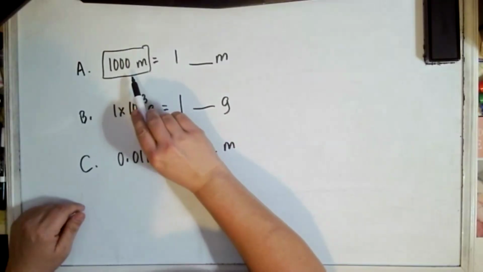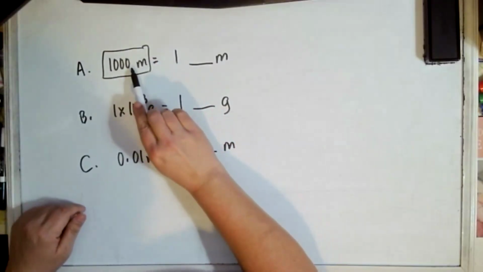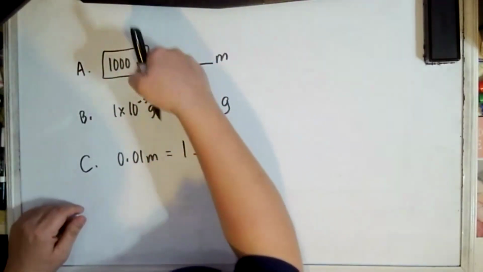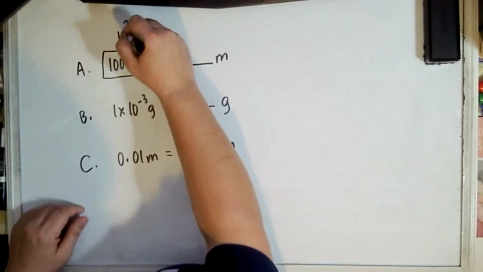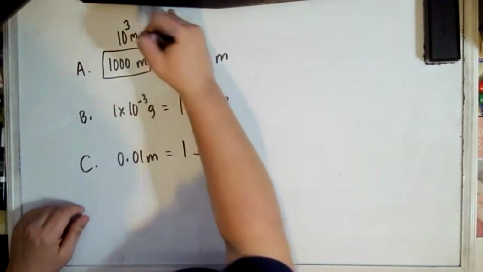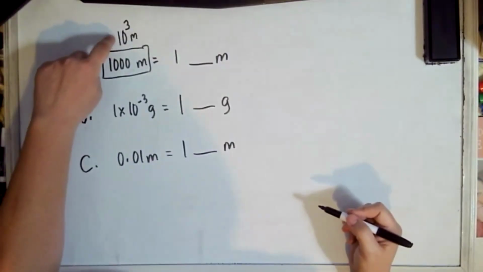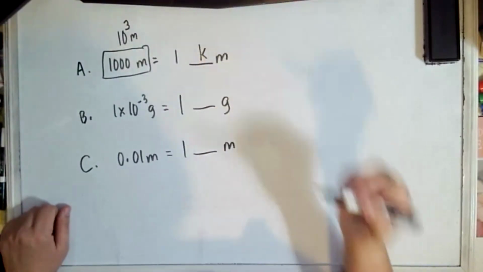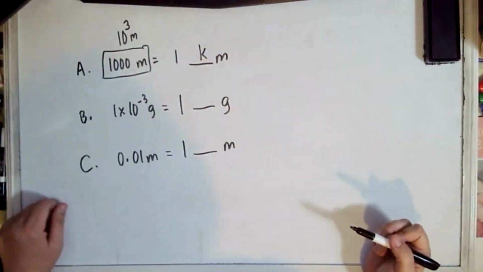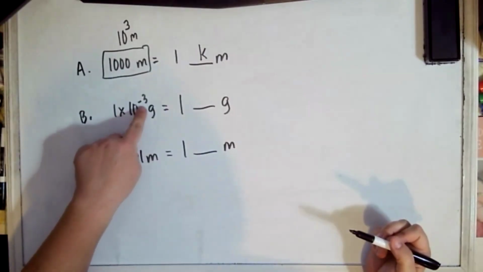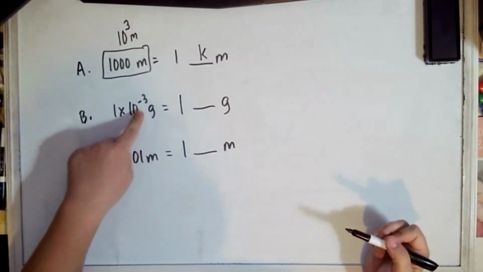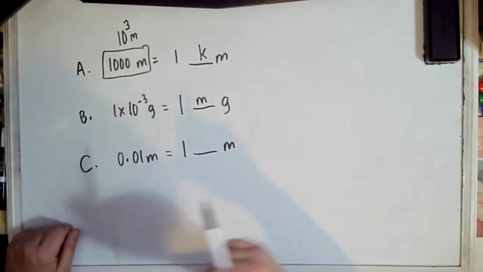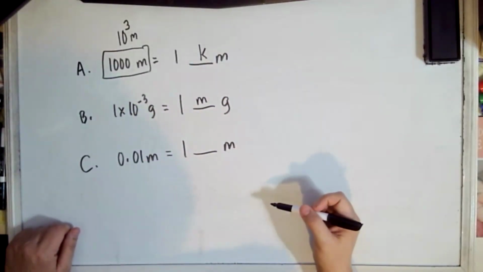Another way to write 1,000 in scientific notation is to recognize that you'll be moving that decimal over 1, 2, 3. So this value is the same as 10 to the positive 3. And the exponent 10 to the positive 3 goes along with the kilo prefix, right? 1 times 10 to the negative 3, the negative 3 exponent goes along with the milli prefix.